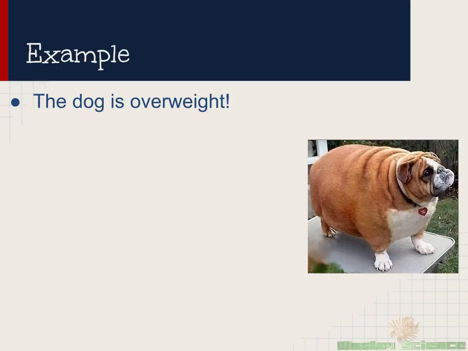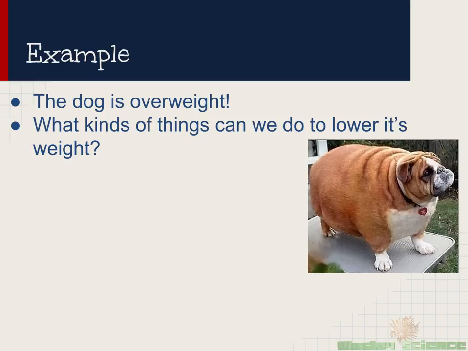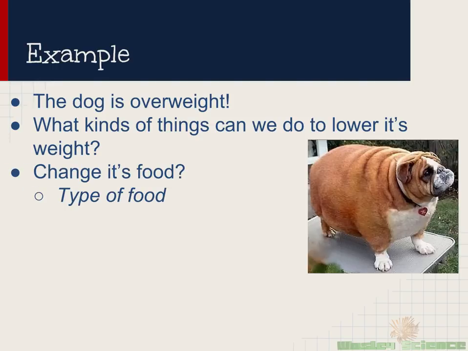That's maybe a way when you're doing an informal science inquiry, but that's not what we want here. So what kinds of things can we do to lower its weight? That's the first thing we want to think about, because we want to start to establish some independent variables. Well, we could change its food, and we could call the independent variable type of food. Notice I got the word type there, type of food. So that could be an independent variable.